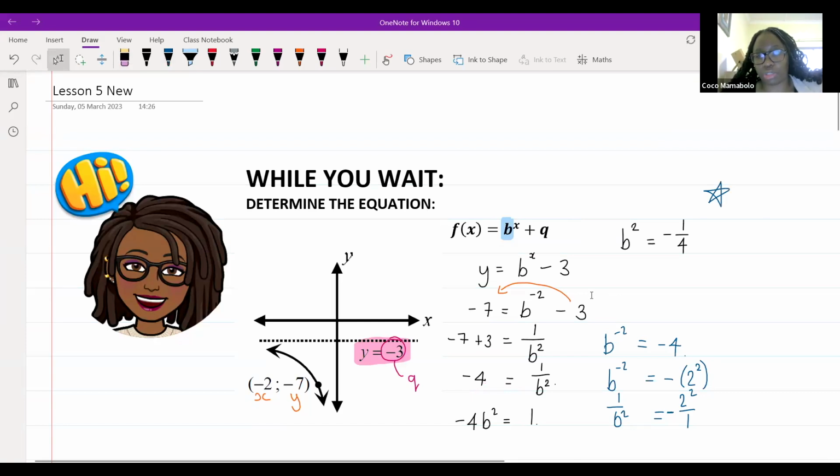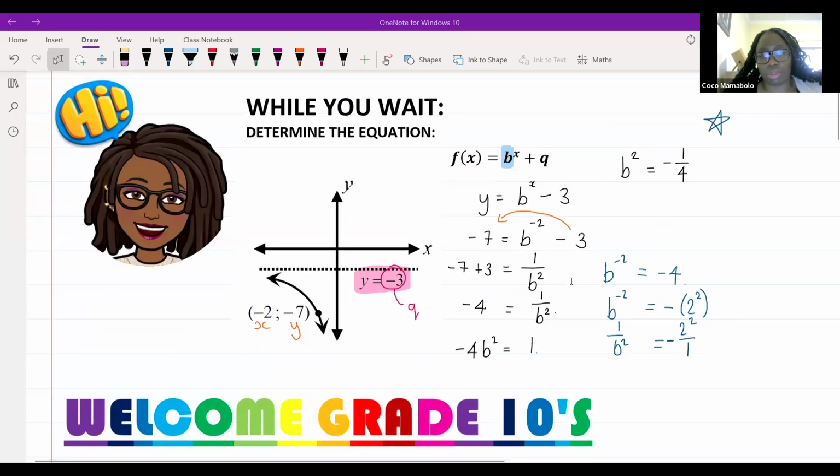Right, I feel like the answer should be 2. So I should have a times b to the power of x. All right, we'll sort it out.